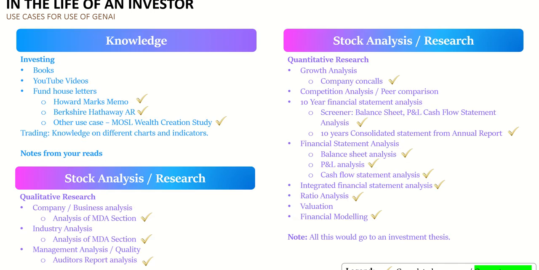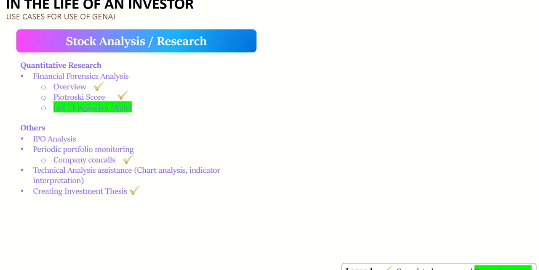So far, we have discussed whatever you see on the screen with tick marks, the completed videos or case studies. Presently, we are discussing financial forensic analysis. In the last two videos, we discussed the overview of financial forensic analysis, scopes, objectives, and so on, and the Piotroski score in the previous video. I request you to please check the last two videos. And in this video, we are going to discuss the Lev Thiagarajan model.